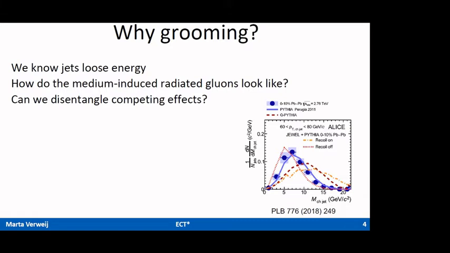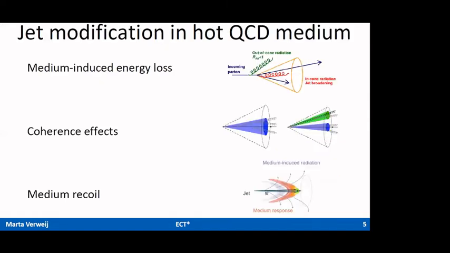Okay, I will just continue. By now we know that it's not just about jet energy loss, but there are many more things going on in the parton shower. We have the medium-induced energy loss, which can be either in cone or out of cone. We have coherence effects, so it will be very good to see what this critical angle is, since that really depends on the properties of the medium. And then, of course, the recoil, which pops up everywhere in our measurements, it seems.